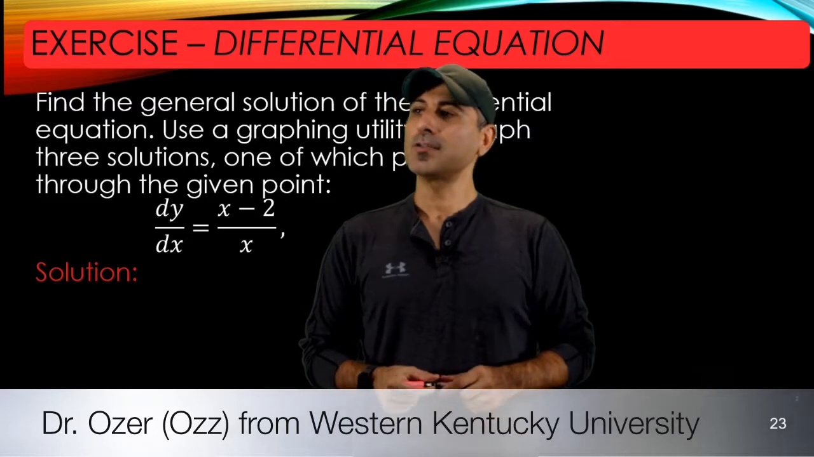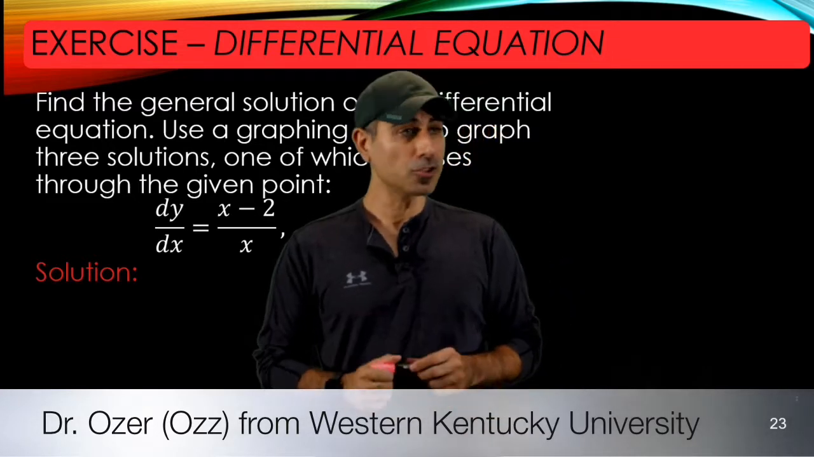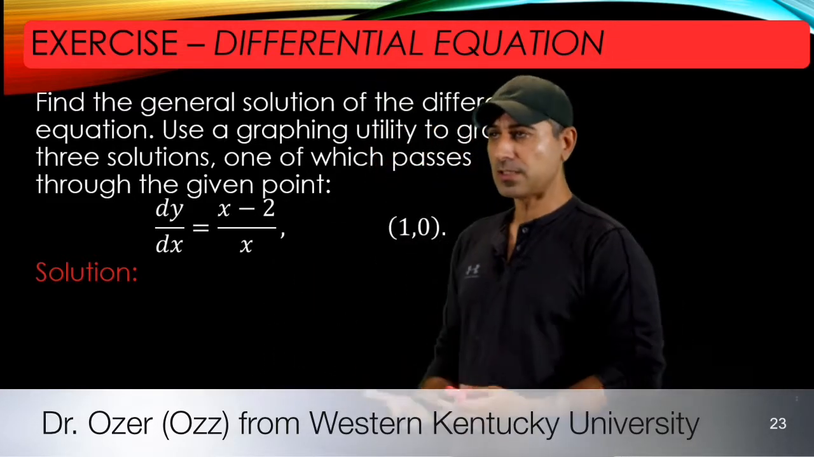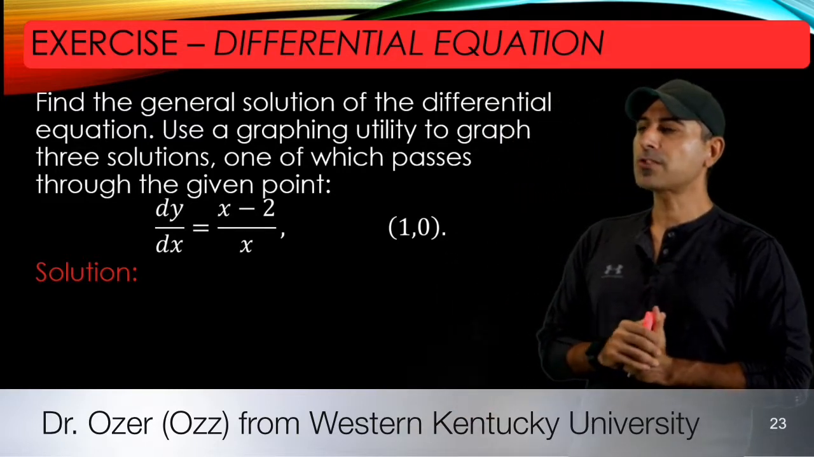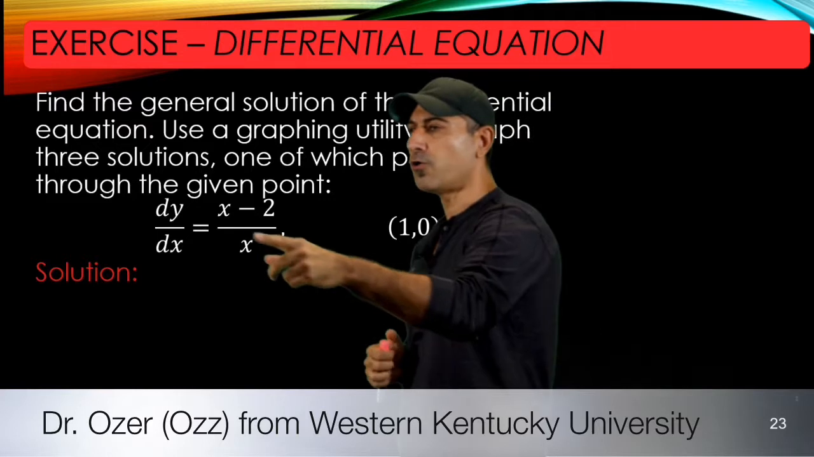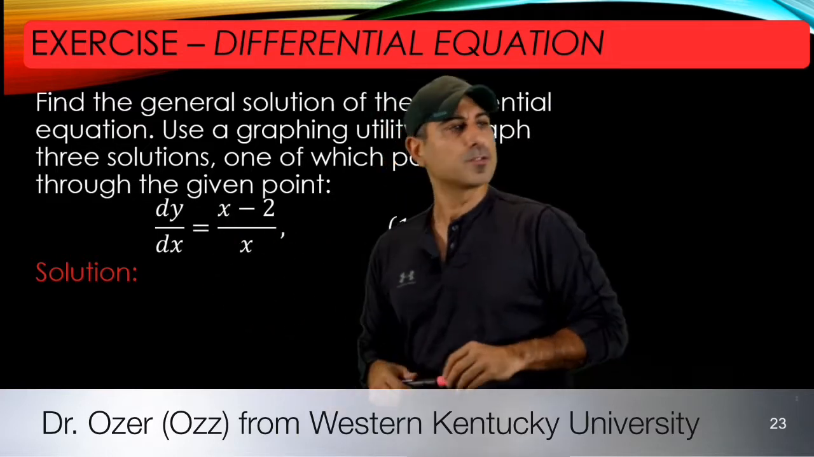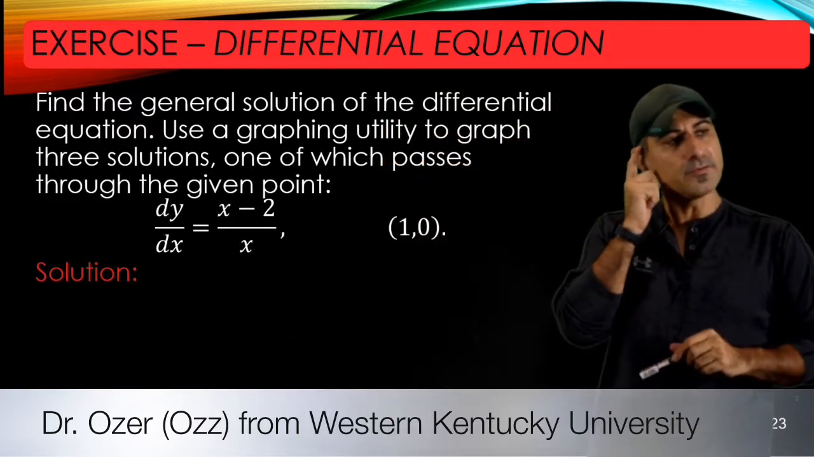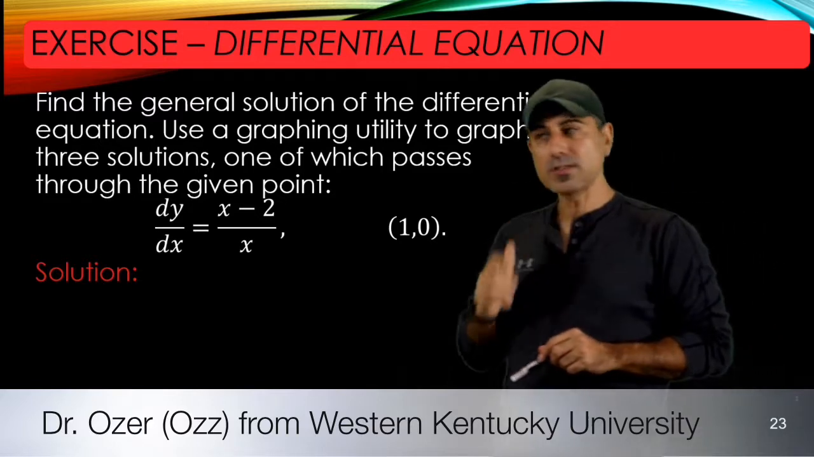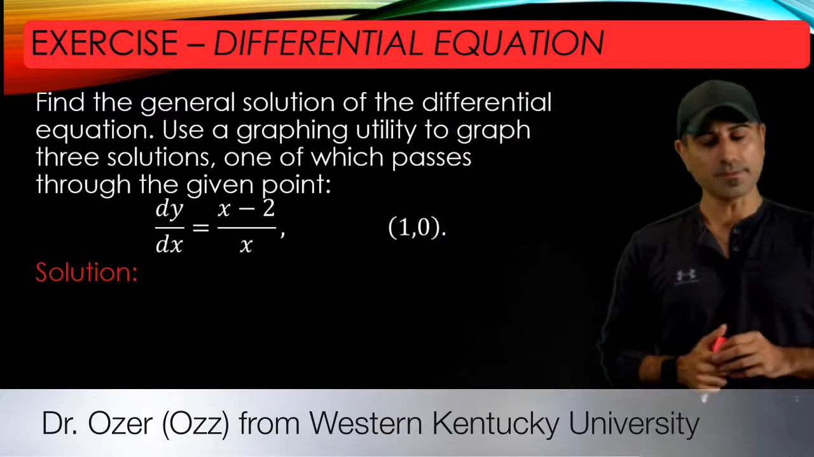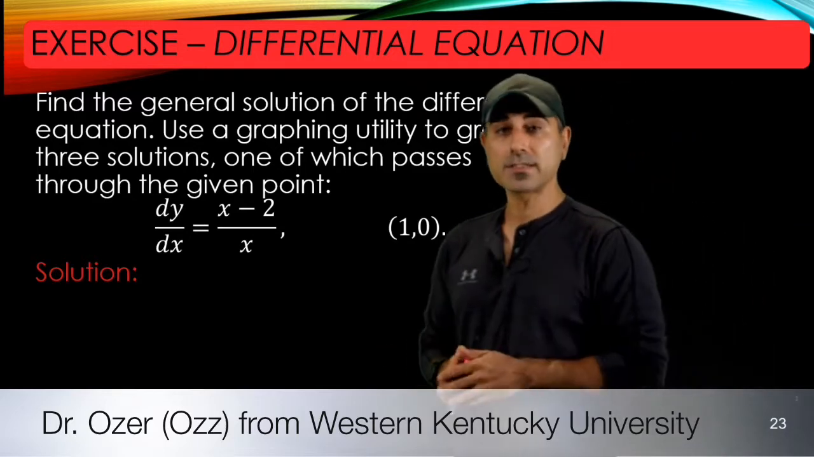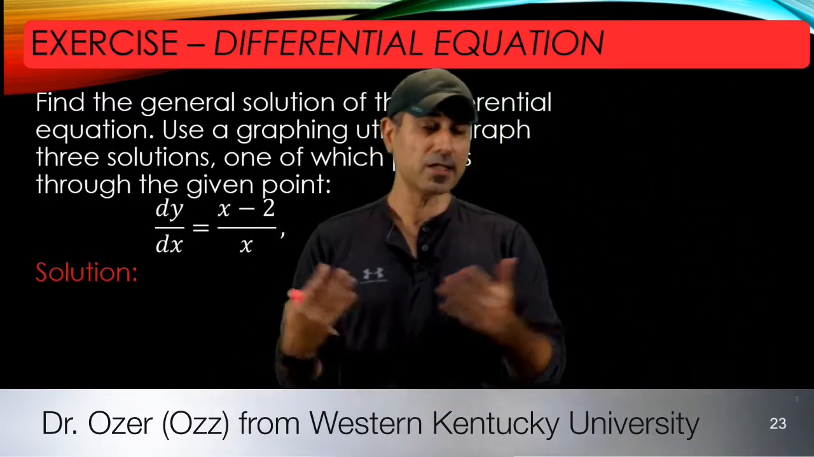Today we're going to try to solve a differential equation by using the integration techniques that we learned so far. And here the differential equation is dy over dx equal to x minus 2 divided by x. The general solution is going to depend on an arbitrary constant, because that's what we do in integrals, right?